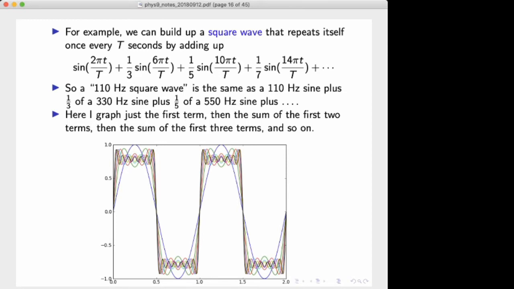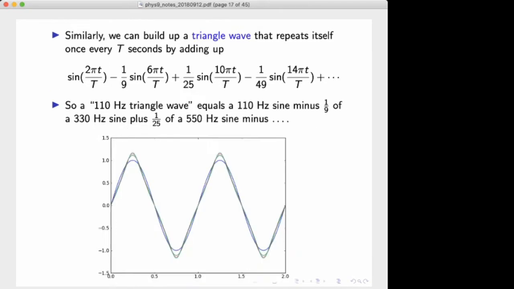But for the square wave, the 3f is 1/3 in amplitude. So f has full amplitude, then 3f has a third amplitude, 5f a fifth amplitude, 7f a seventh amplitude. By contrast, the triangle wave turns out to be f with full amplitude, and then 3f with minus 1/9 amplitude, actually opposite sign, and then 5f with 1/25 amplitude, and then 7f with minus 1/49 amplitude.